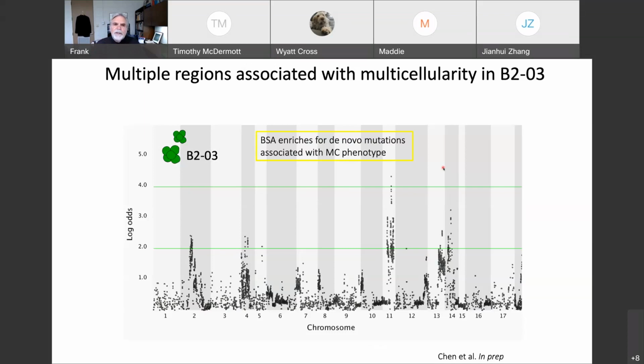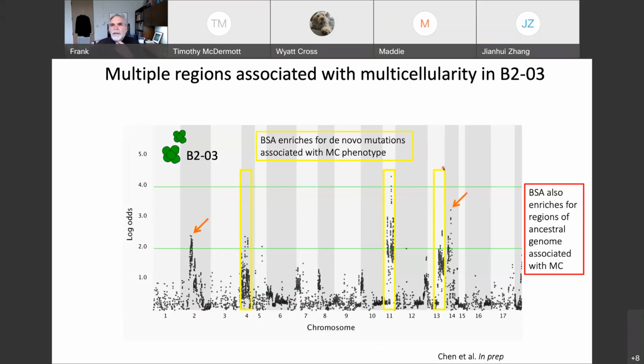Well, in this particular isolate from the B2 population, we see de novo mutations enriched on 3 of the chromosomes, chromosomes 4, 11, and 13. And the bulk segregant analysis also enriches for regions of the ancestral genome that are associated with multicellularity. I'm not saying that these control multicellularity, but they may have come under the control of mutated regulators, and it's that altered regulation that makes them show up in these BSA analyses.